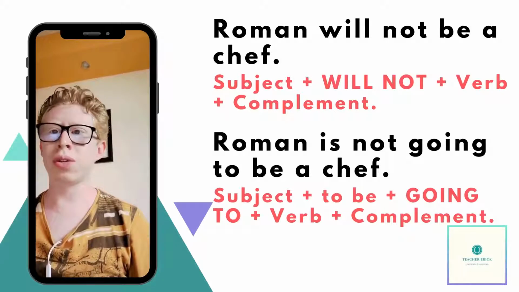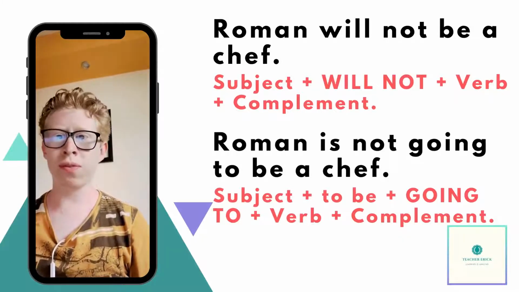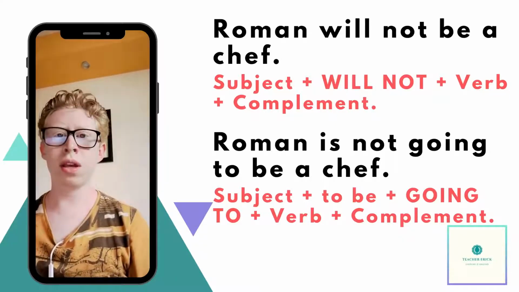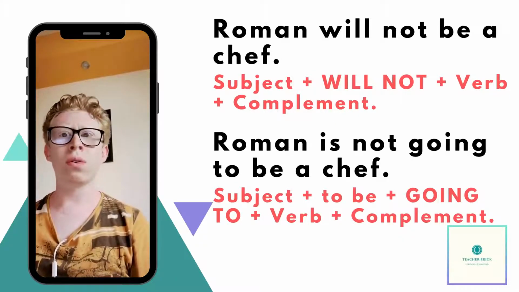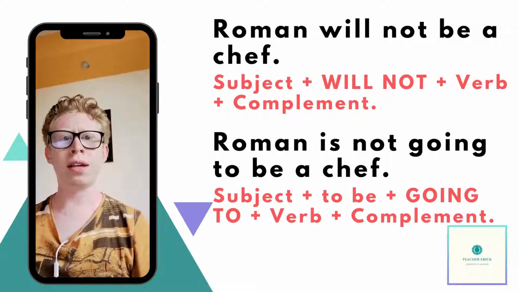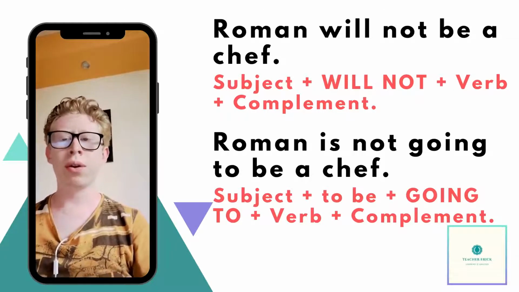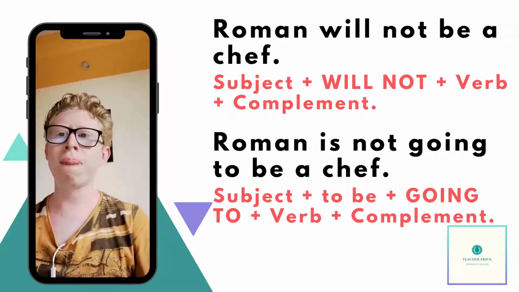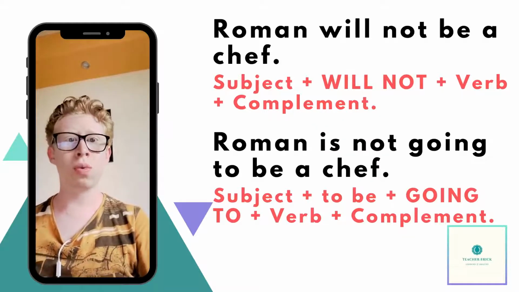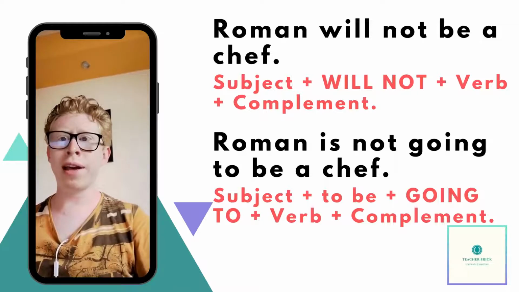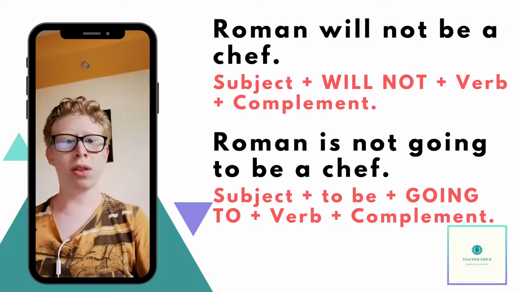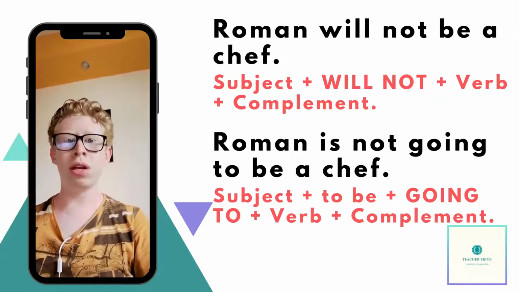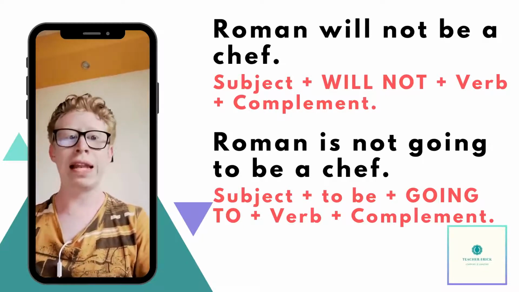The first one says, "Roman will not be a chef," and the second one says, "Thomas is not going to be a chef." So are they saying exactly the same? Well, remember that if we use will or will not, which is negative, it's based on what we think. So probably I think Roman will not be a chef. He will be a doctor. That's a prediction based on what I think or I believe.